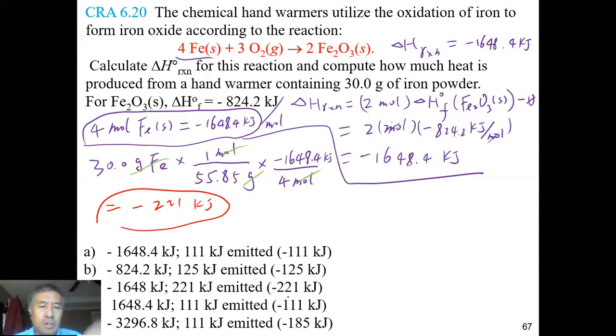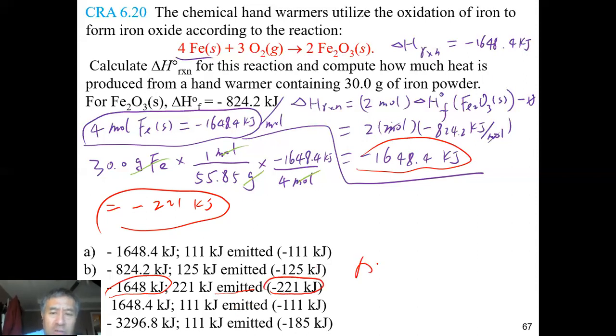Okay, so I give you two formats for this answer because sometimes you see emit means negative. So therefore the answer, we have this number matching this number, then negative 221 matching this number. Therefore our answer is C. Okay, so this is for chapter 6, the lecture part 2 of 2.